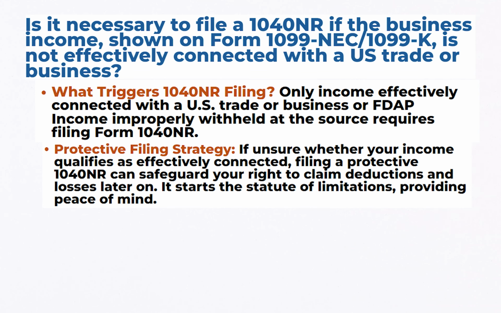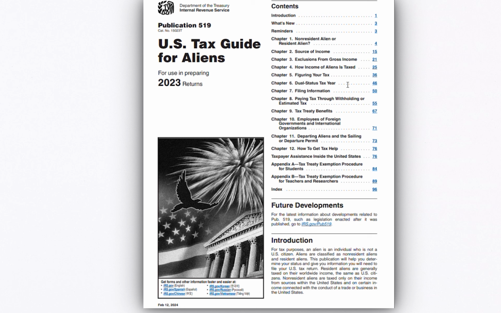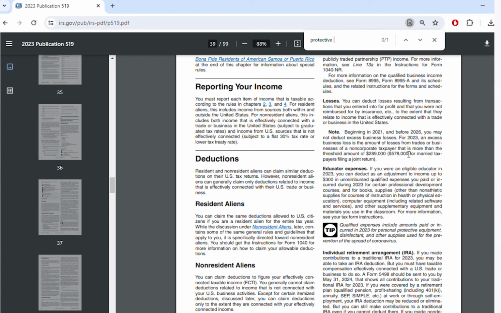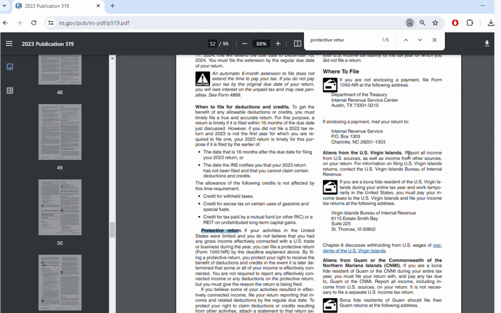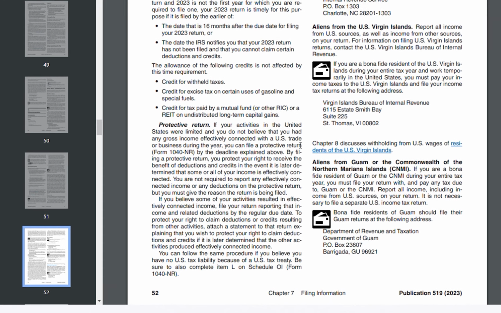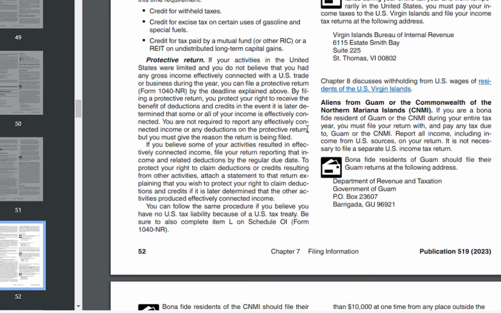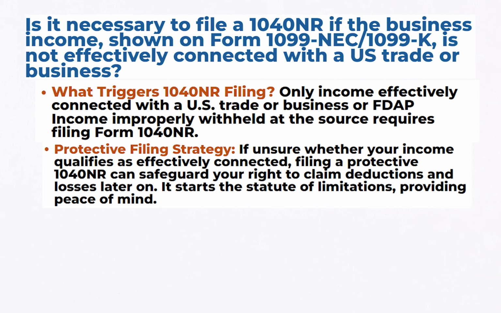So filing a protective return is one of the best ways to go about this issue whenever you're not clear that your income is effectively connected. With a protective return, you're also putting the IRS on notice. One good thing about it is you usually don't even report any income on that 1040-NR protective return. But you need to attach a memorandum of law and certain information to the protective return to help the IRS understand why you're filing it.